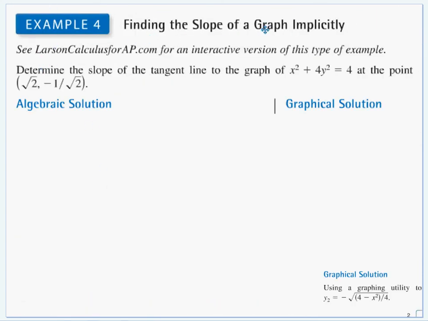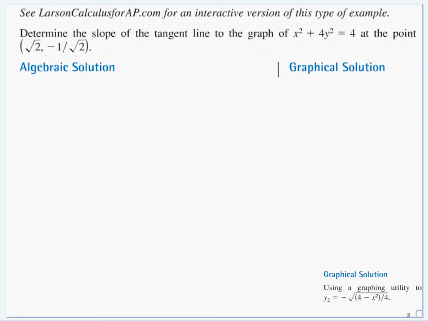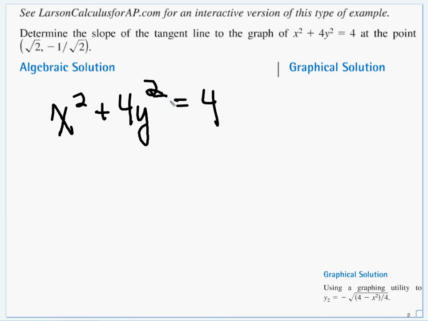Example 4. Find the slope of a graph implicitly. Determine the slope of the tangent line of the graph of x squared plus 4y squared equals 4, at the point root 2, comma, negative 1 over root 2. Okay, well, let's derive implicitly. I'm just going to recopy the function here, x squared plus 4y squared equals 4. So let's derive with respect to x.